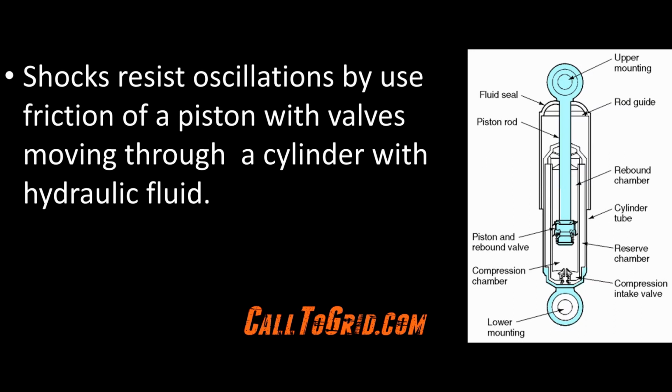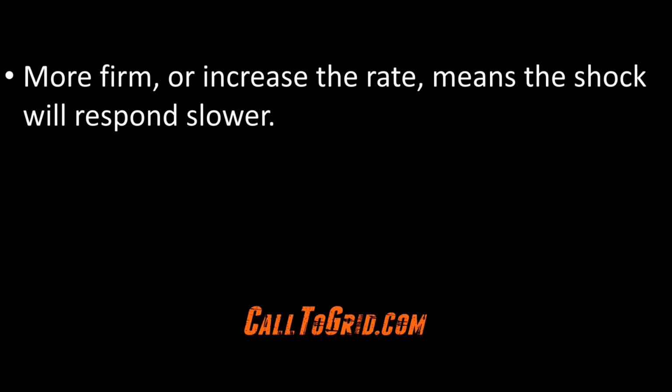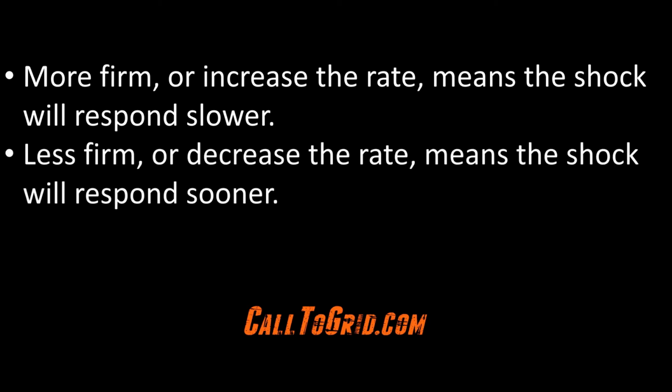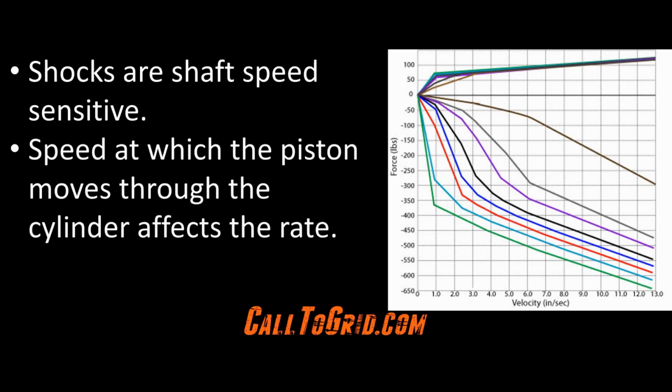By using different valves, the shock designer can change the rate of the shock. Rate meaning either how much or how little the shock resists movement. Firm and less firm, and increase-decrease are how it is commonly referred to. More stiff or increase the rate means the shock will respond slower. Less firm or decrease the rate means the shock will respond sooner. The speed at which the shock piston moves through the hydraulic fluid also affects how much the shock resists movement. The rate of the shock changes as piston velocities change.